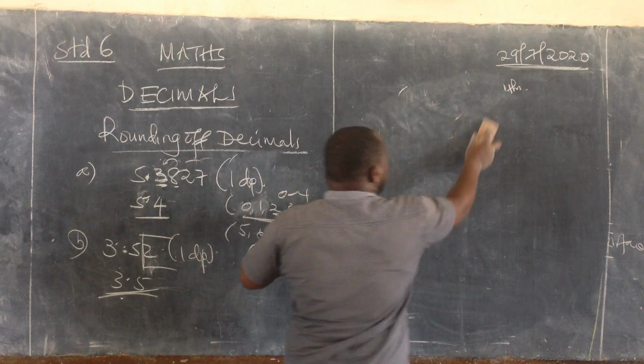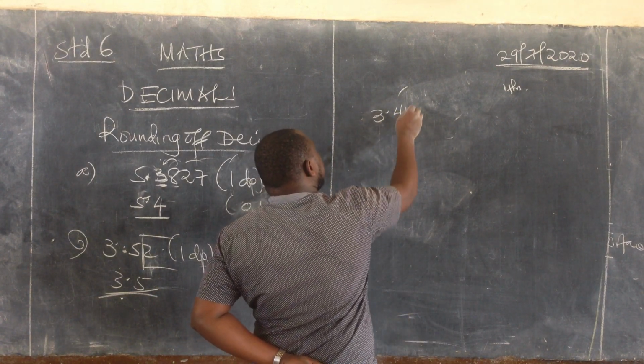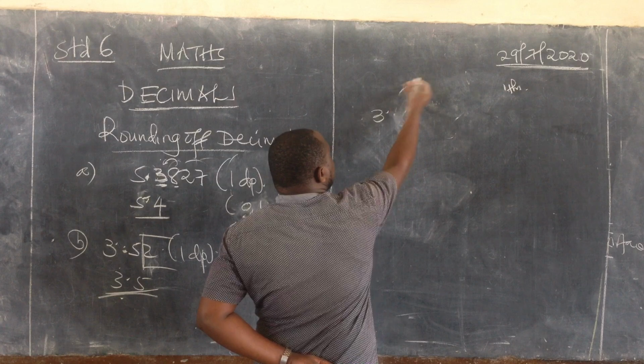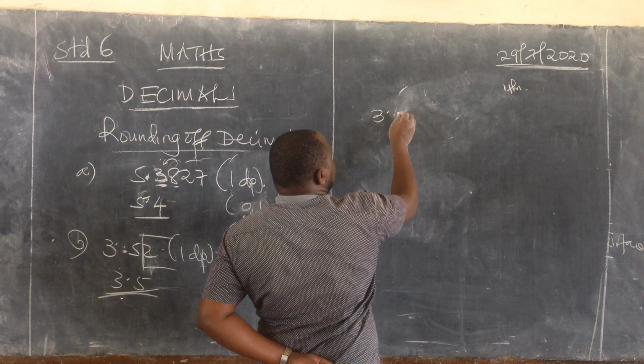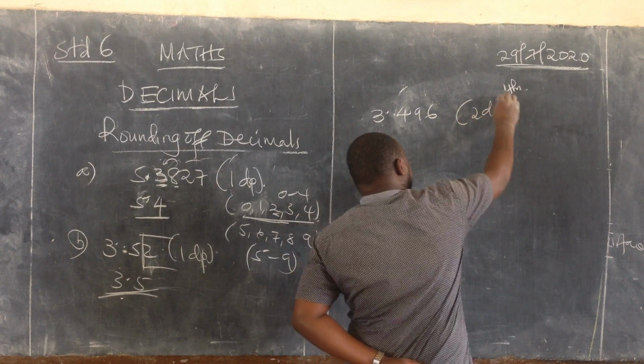Let's have more examples of such. You can have a number to round off to one decimal place, like 3.4, or even to 2 decimal places, that is 3.496 to 2 decimal places.